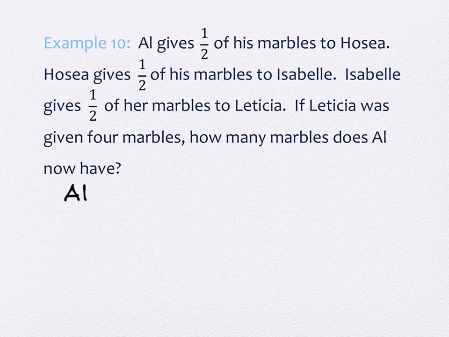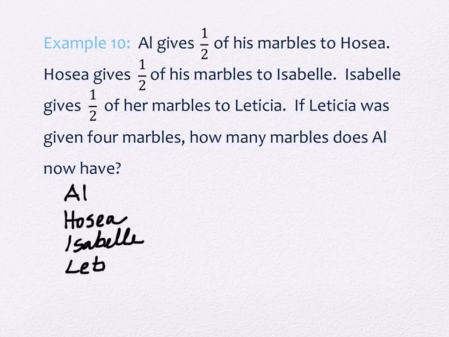All right, let's write down the names of our characters in the play, and we'll figure out what's happening with them. We started with Al. And then Al had a conversation where he gave away some marbles to Jose. And then Jose gave marbles to Isabel, who turned around and gave marbles to Letitia. Is that it? Did I get them all? Yeah. Okay.